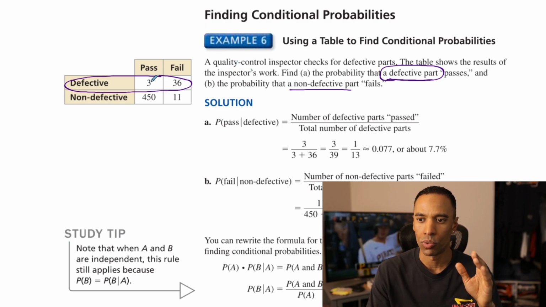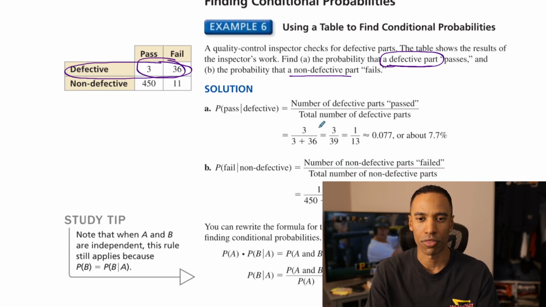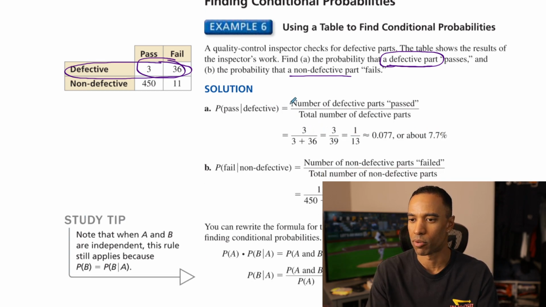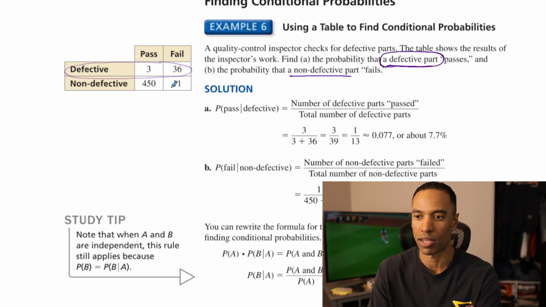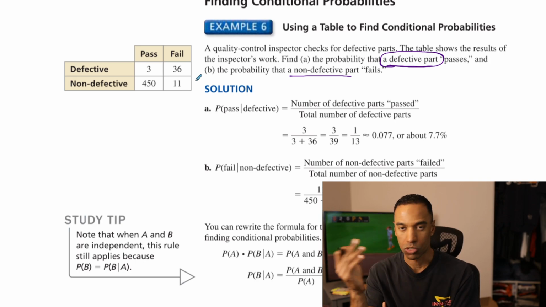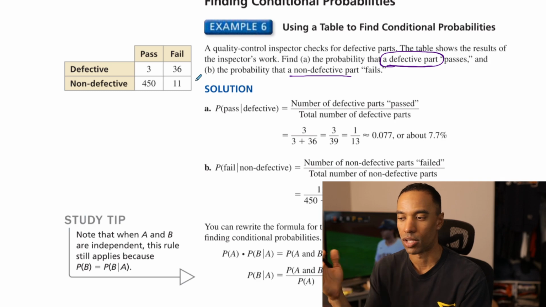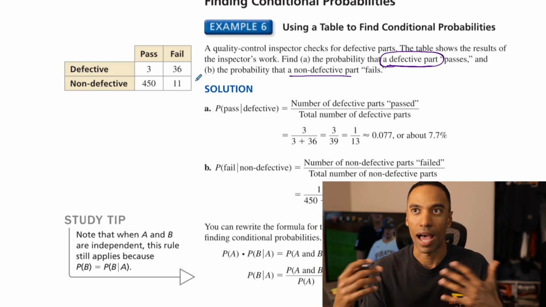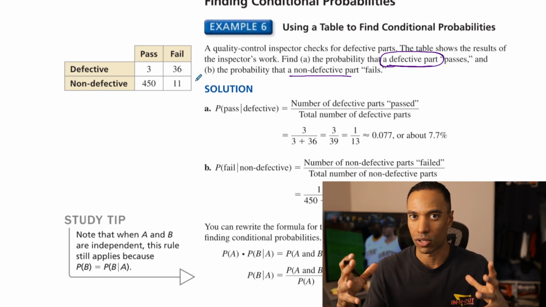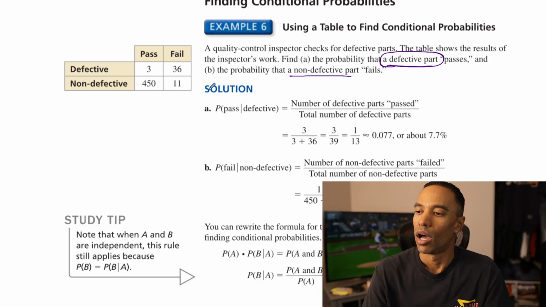So we're going to do 3 out of 39. 3 out of 39, that's 7.7%. We don't care about the non-defective ones. They didn't ask us that. If I was in my class and I said, what's the probability that girls today brush their teeth after lunch? I don't know, whatever. I don't care about the guys in the class. I only care about the girls in the class as far as that question goes. The guys are irrelevant to the probability.